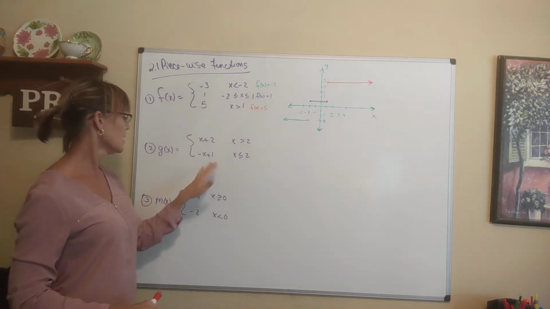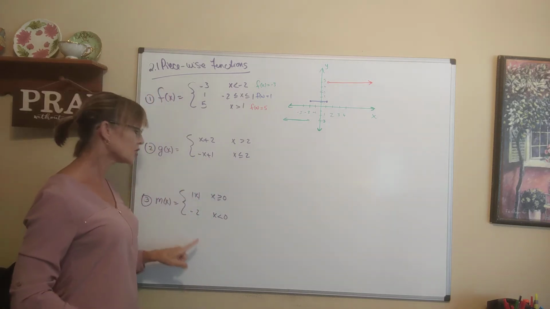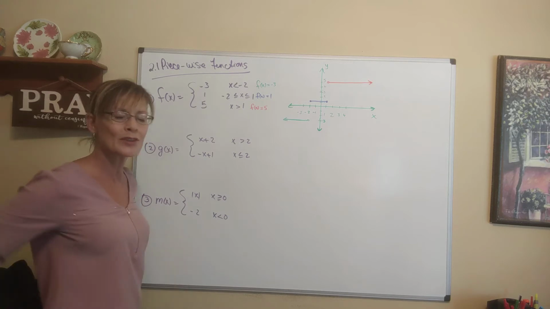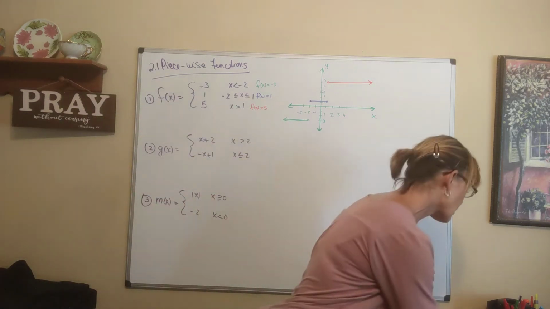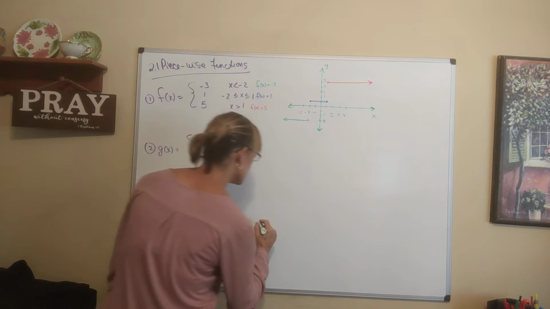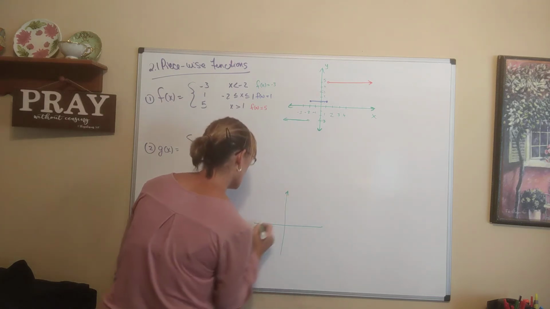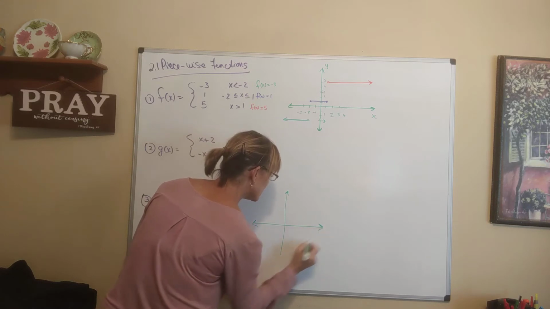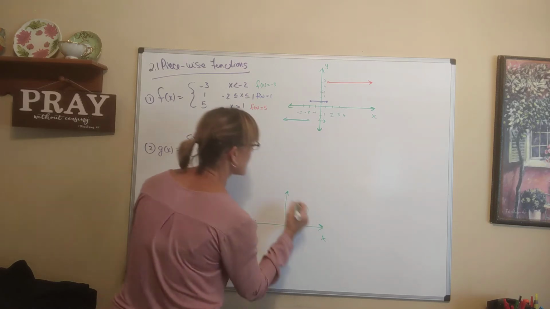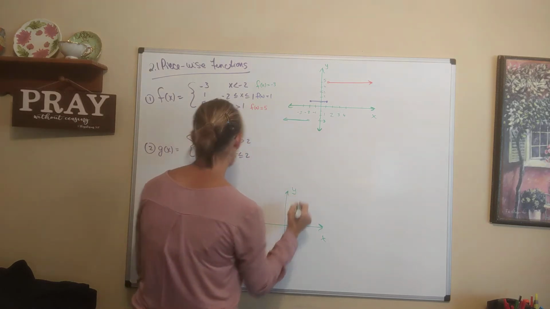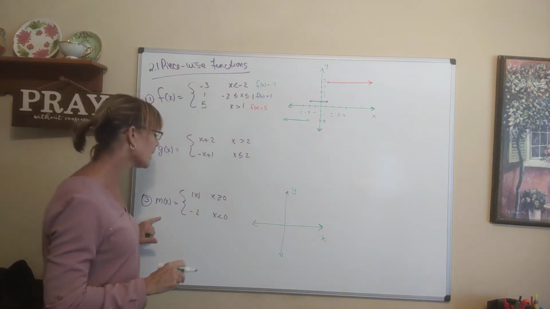Okay, let's try g of x. No. We'll come back to g of x. Let's try m of x. I think that's the next one we should do. So let's draw on here. Here's our little xy axis. This one is not in 3 pieces, it's only in 2 pieces. So this is x and this is y. And our y this time is m of x, okay?